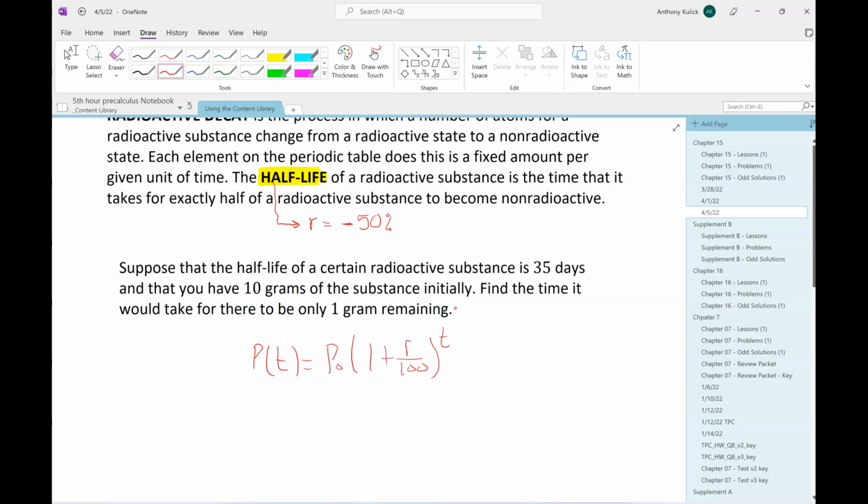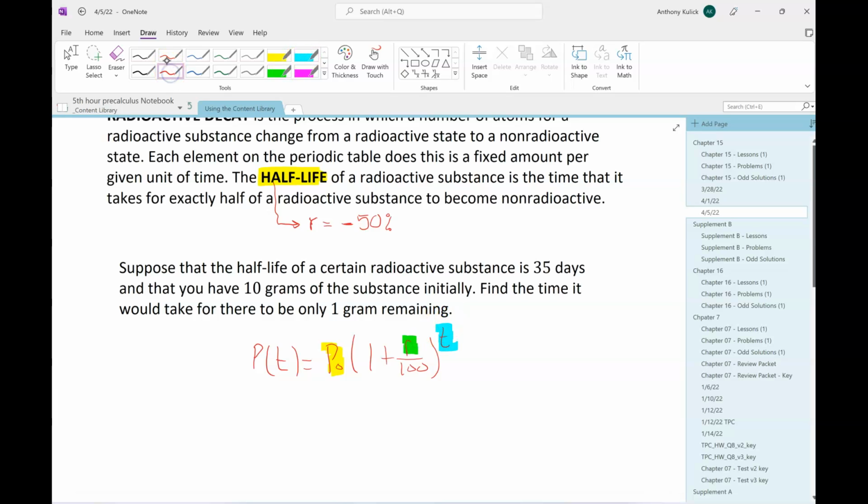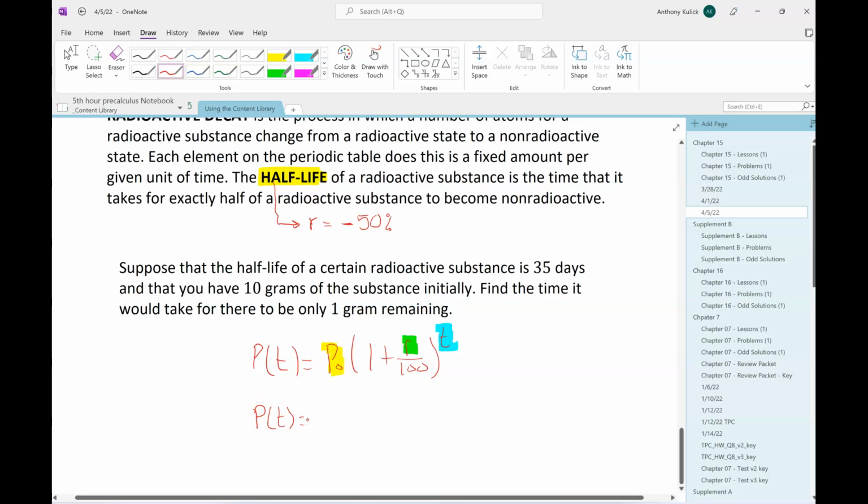Okay. So the first thing, let's get this model written. We need an initial value. We need a rate of change. And we need to adjust our time variable if necessary. What is the initial value here? 10, because it says 10 grams of the substance initially. Very good. What is the R value?